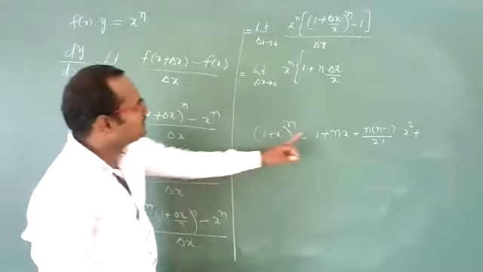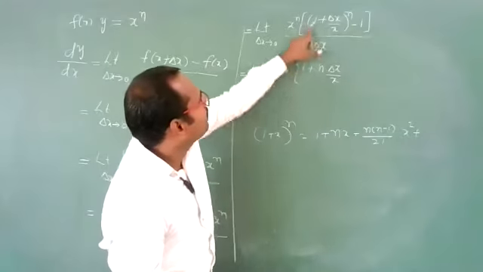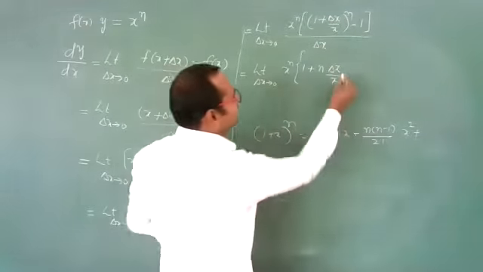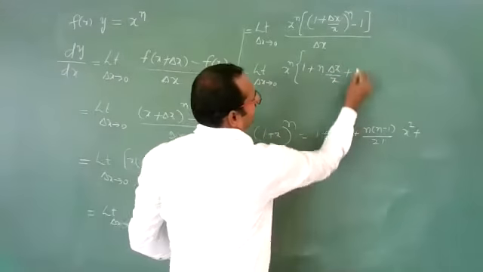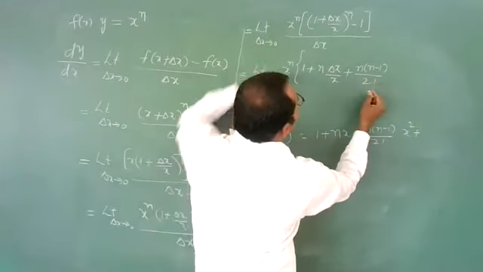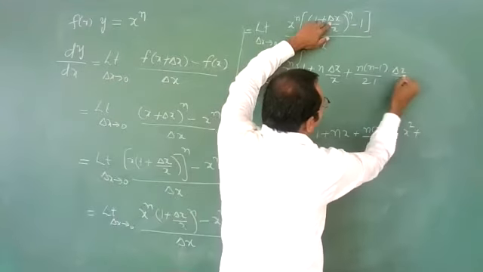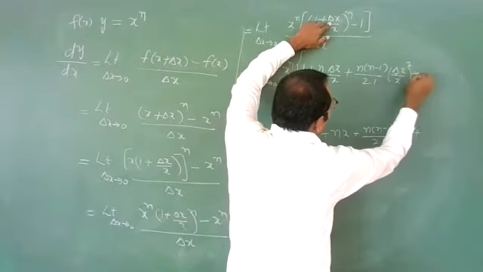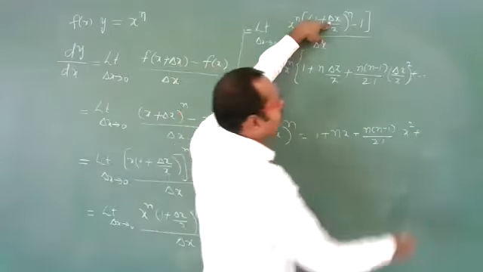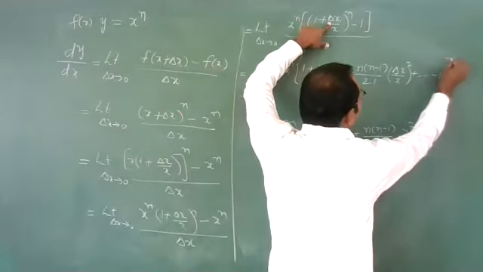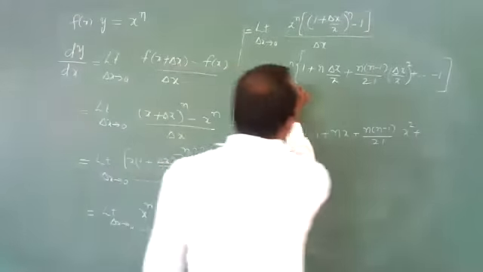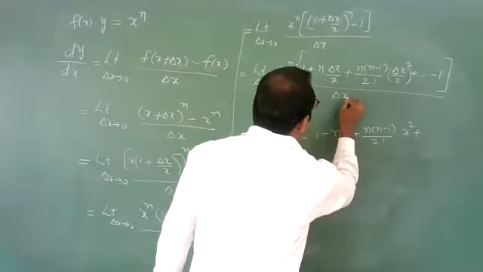Okay, in this format I am applying 1 plus n into delta x by x plus n into n minus 1 by 2 factorial into delta x by x whole square plus and so on up to infinity, minus 1. You will get this divided by delta x also.